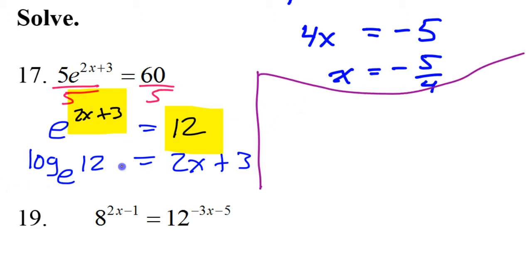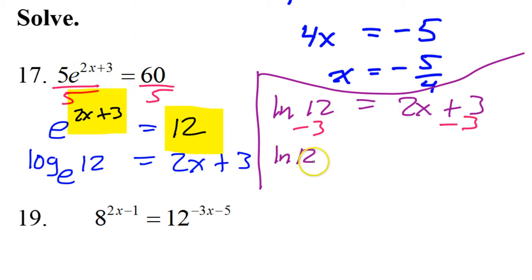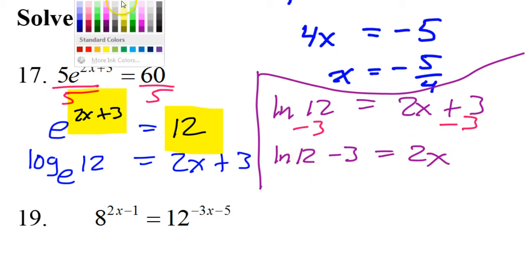Okay, so log base e, that's natural log. So we have natural log 12 is equal to 2x plus 3. Now we're back to algebra skills again. To get that x by itself, we'll subtract 3, divide by 2. So I'll subtract 3 on both sides. That'll give me natural log 12 minus 3 is equal to 2x. Please don't subtract the 3 here and get 9. It doesn't work like that. Now I'll divide by 2.